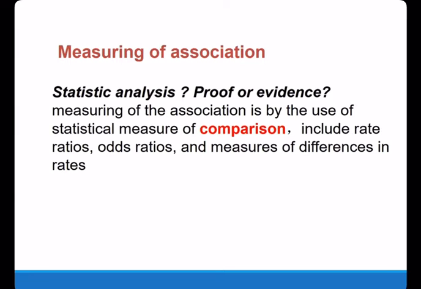We're measuring the association, and we will talk about different types of associations. The most common way to measure an association is by the use of statistical measures of comparison. Standard measures include the rate ratio, odds ratio, and measures of difference in rates such as the attributable rate. We test to see if the association or difference is most likely due to chance, and we describe this as the statistical significance of the association. We have discussed several common measures of association in prior lectures.